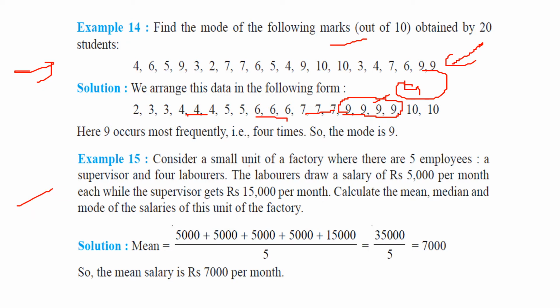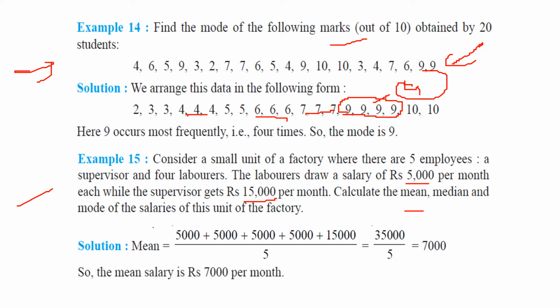Now we have another example. Consider a small unit of factory where there are 5 employees, a supervisor and 4 laborers. The laborers draw a salary of this much per month each, while the supervisor gets this much per month. We have to calculate the mean, median and mode of this salary.